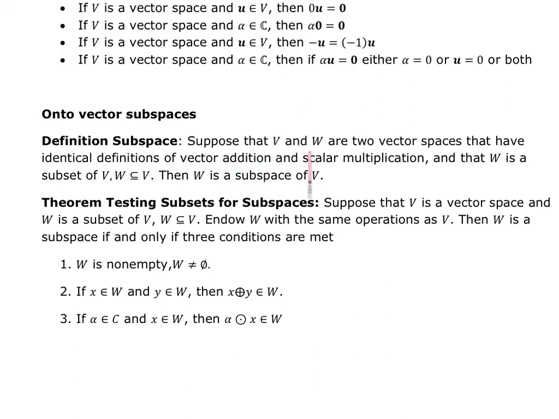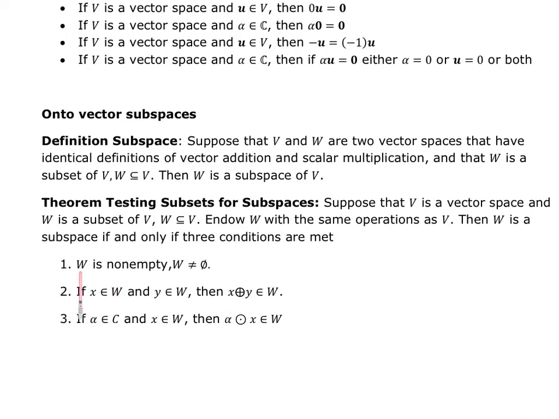Suppose V and W are two vector spaces that have identical definitions of what vector addition means and what scalar multiplication means. And now we're talking about vector space addition and scalar multiplication in that space. And W is a subset of V. Then W must be a subspace of V. So when we are going to test whether or not our subset is a subspace, then these three things must hold true.